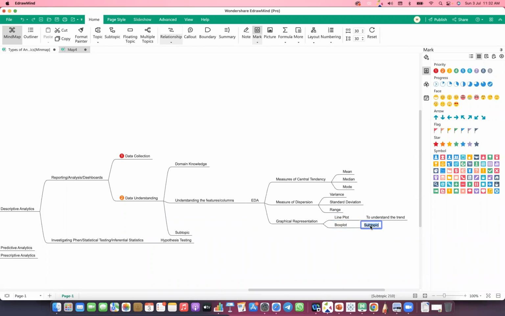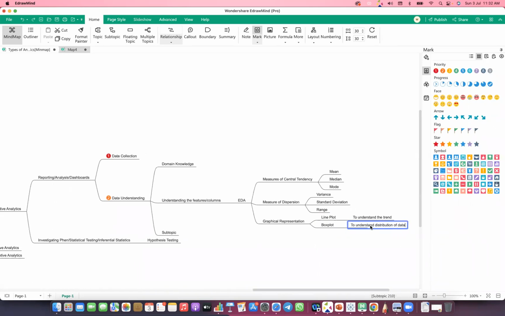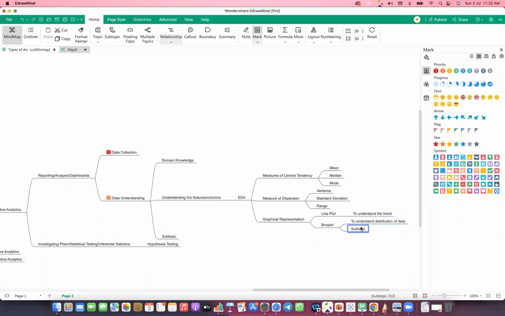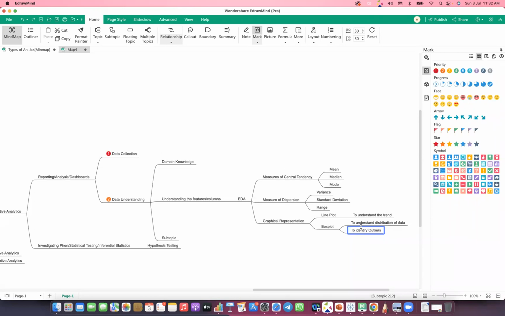We use box plot to understand the distribution of data and to identify outliers. So what is an outlier? For example, there is a guy in our team whose salary is 80 lakh per annum. Can I call him an outlier? Yes, he's an outlier. Anything extremely maximum or extremely minimum. If there is a guy whose annual salary is 80,000, is it an outlier? Yes. So box plot is used to understand the distribution.